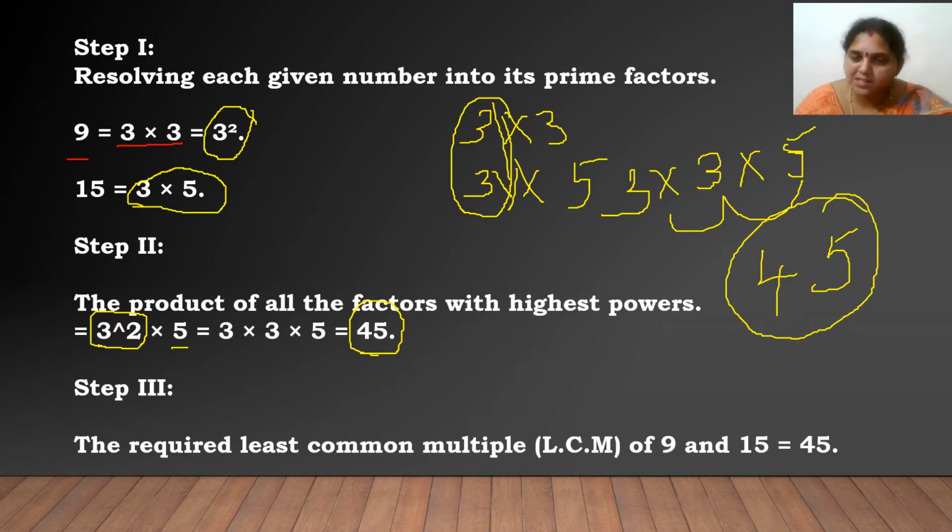You can do it in this way, or else you can write in the exponent form and then you can multiply. This is also one more way. This is how you are going to find your least common multiple.